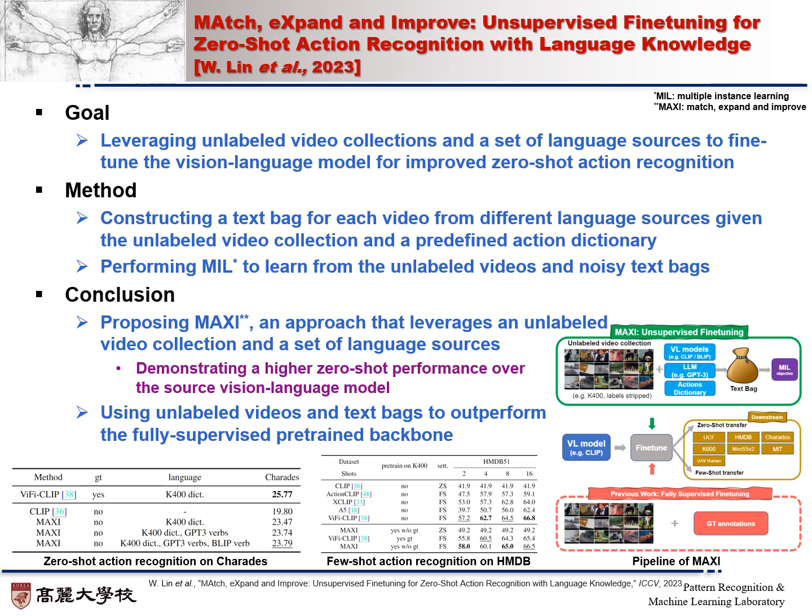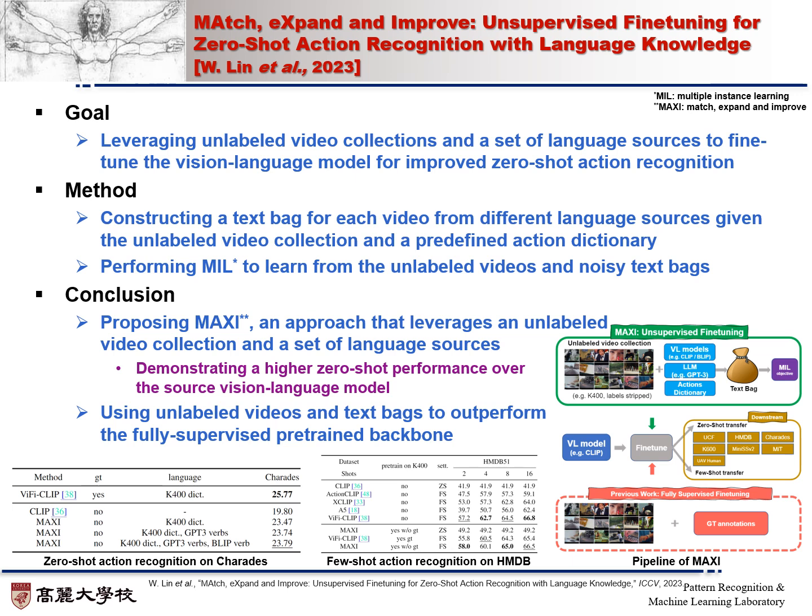By text bag, it means a collection of potential text descriptions for each video, and they also performed multiple instance learning to learn from the videos and noisy text bags. Multiple instance learning is a technique for handling cases where labels are not directly assigned to individual instances, but rather instances are provided as a bag.